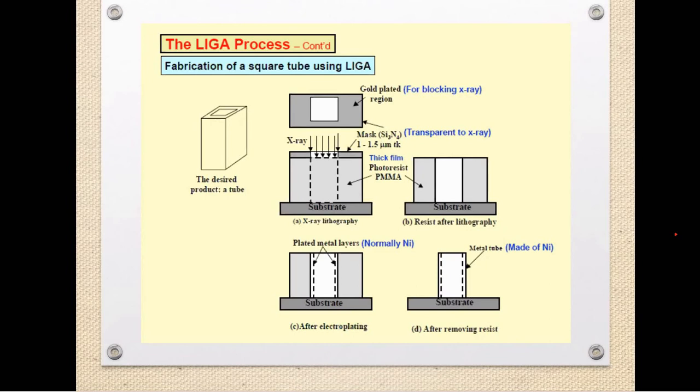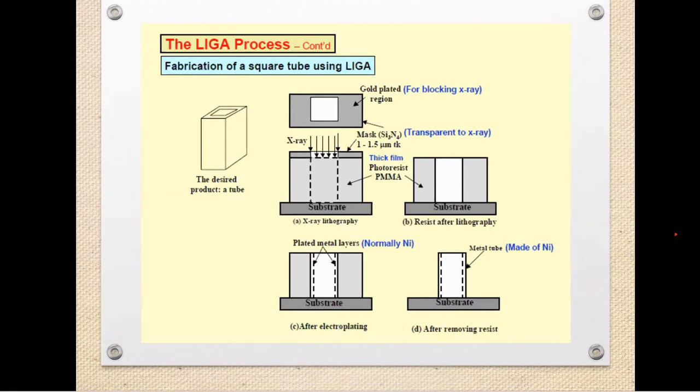So we are producing a micro thin wall metallic tube of a square cross section. This is the example to understand the LIGA process. The first step is depositing a thick film of photoresist material on the surface of a substrate, as shown in the figure.